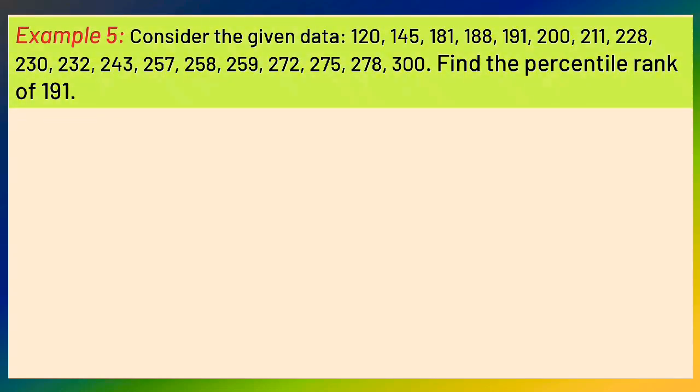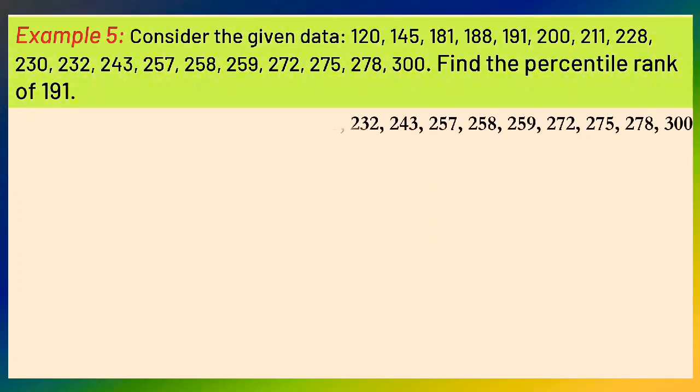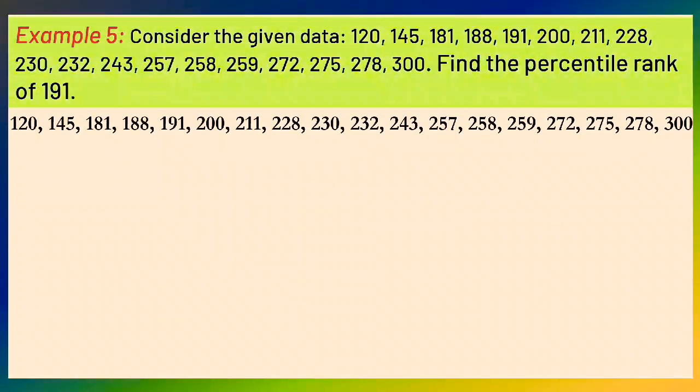And for our last and final example, consider the given data: 120, 145, 181, 188, 191, 200, 211, 228, 230, 232, 243, 257, 258, 259, 272, 275, 278, and 300. Find the percentile rank of 191. Of course, just like what is mentioned in our first step, we are going to arrange this data in ascending order as what you can see on your screens.